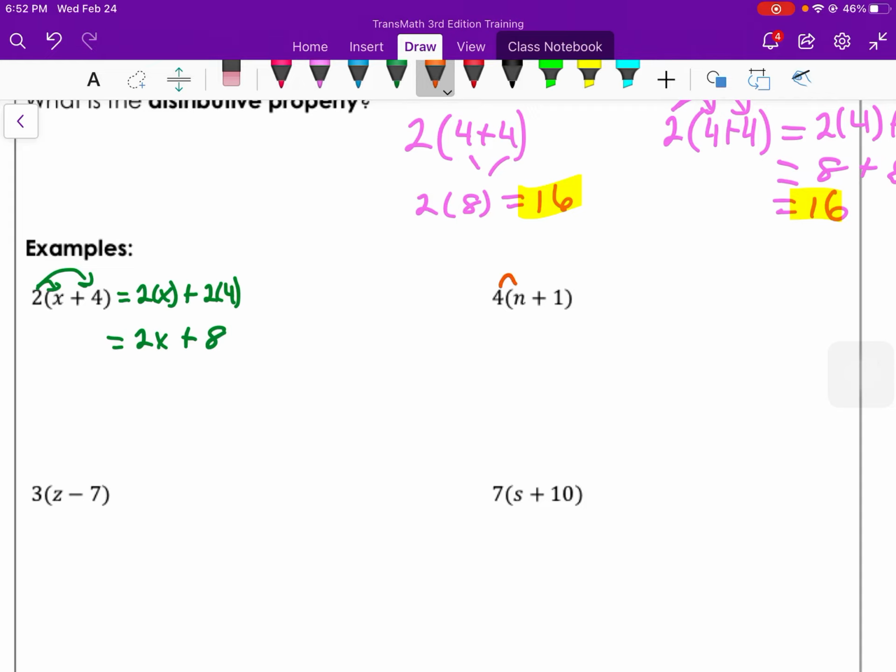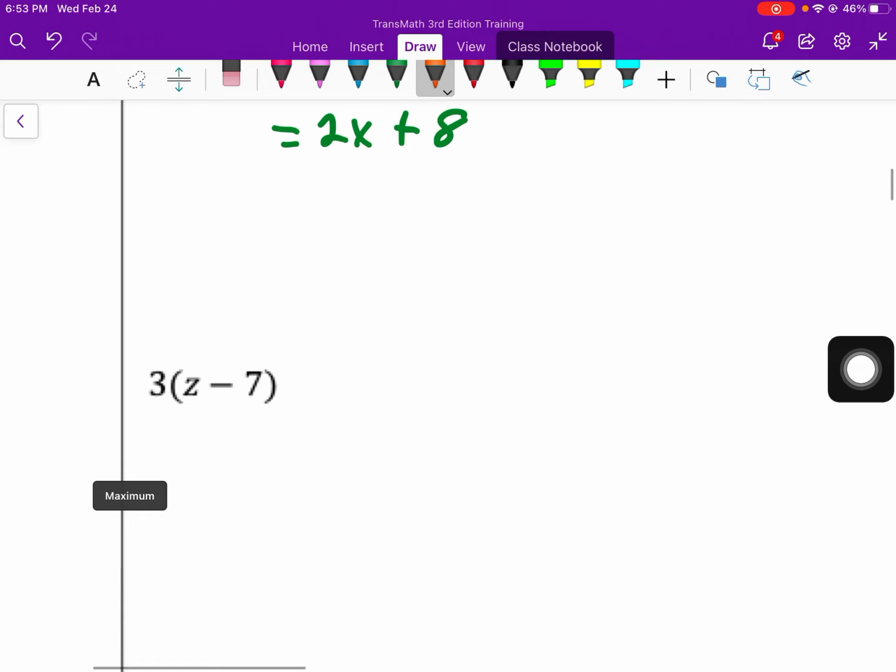So let's do it again. We distribute 4 through to both parts. So this becomes 4 times n plus 4 times 1. So we can simplify that to 4n plus 4. This is like yesterday's lesson when we had the identity element. 4 times 1, anything times 1 is itself. So we get 4 out.